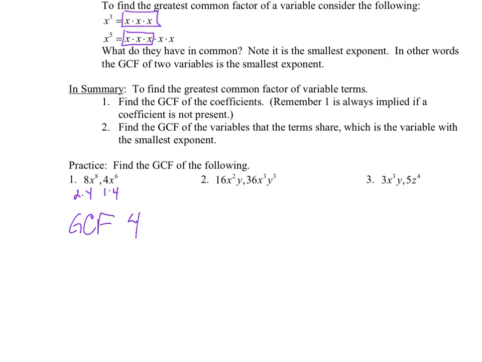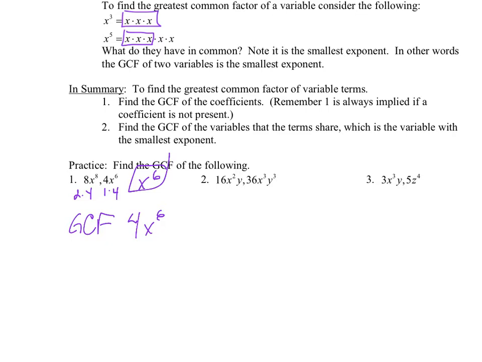Now we're going to look at our two variables. I have x to the 8 and x to the 6. Well, there are 6 x's inside the x to the 8. So x to the 6 is our greatest common factor. So our greatest common factor is 4x to the 6th. Now let's look at number 2, 16x squared y and 36x cubed y cubed.